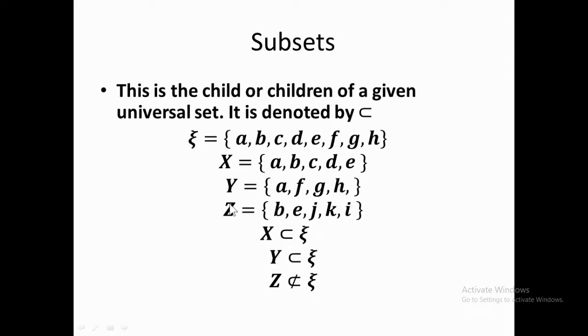But let's look at set Z having elements B, E, J, K, I. You can see that J, K, I are not inside this universal set. So not all the elements in Z are also in the universal set. That means set Z is not a subset of the universal set. So that's why you have the elongated C and you cross it. That shows that set Z is not a subset of set E.